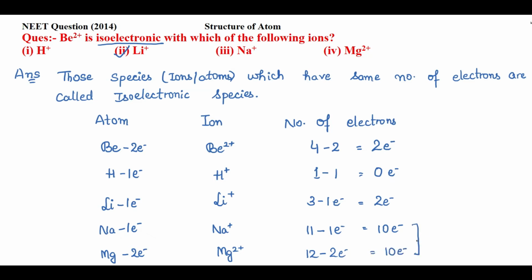So these two species are isoelectronic with each other, right? But we have to tell about the isoelectronic species of beryllium 2 positive, that is lithium positive.